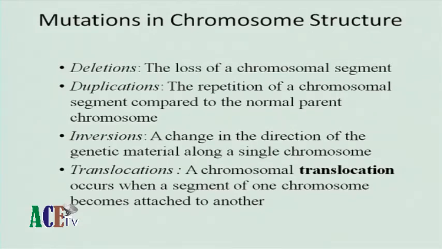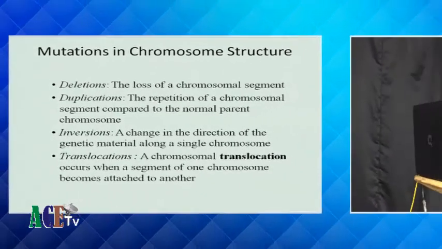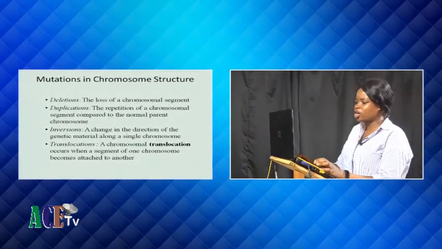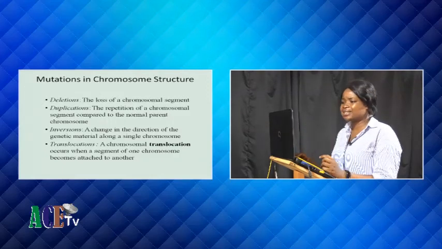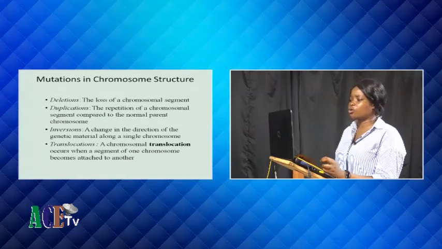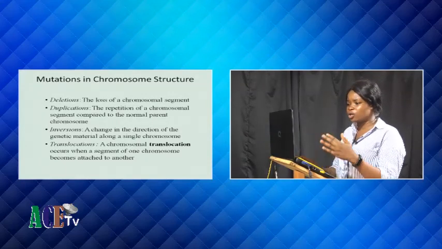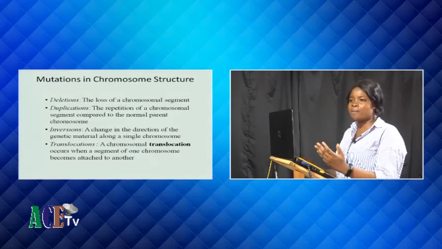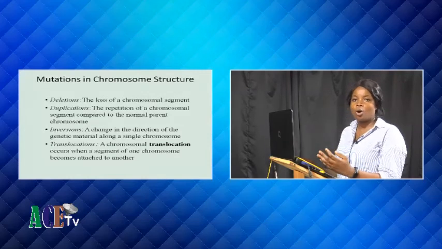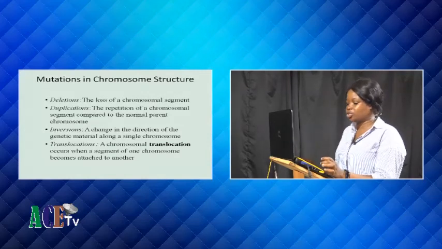Then we still have translocation. A chromosomal translocation occurs when a segment of one chromosome becomes attached to another. So a segment will be removed completely from a chromosome and joined to another one. In such a case, we have a translocation. So these are the possible situations that can change the chromosome structure. You have your deletion, duplication, inversion, and translocation. But in numbers, it is either subtraction or addition.